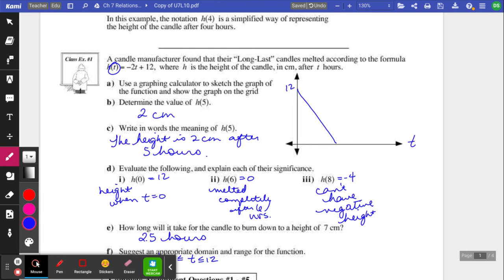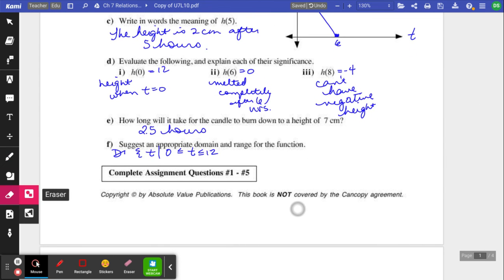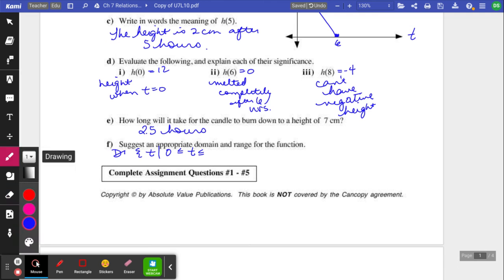The height of my candle we'll use in my range. But remember when it burnt out right here? What was time? 6. So I don't want to go from 0 to 12. I want to go from 0 to 6. We're talking about the time it takes for it to burn down to nothing. Now, is this a continuous burning? So I should put T is an element of real numbers.